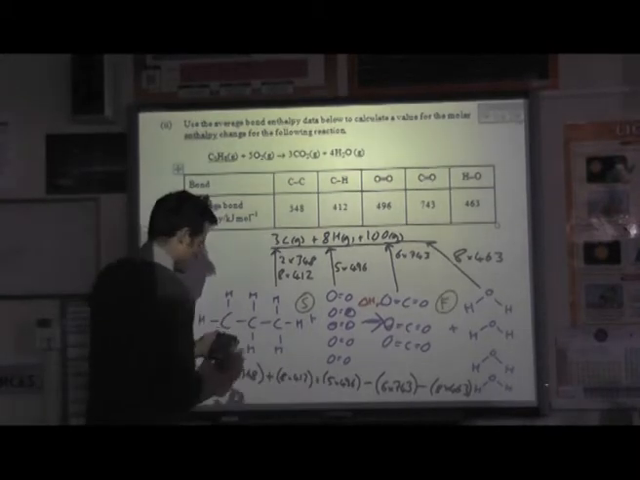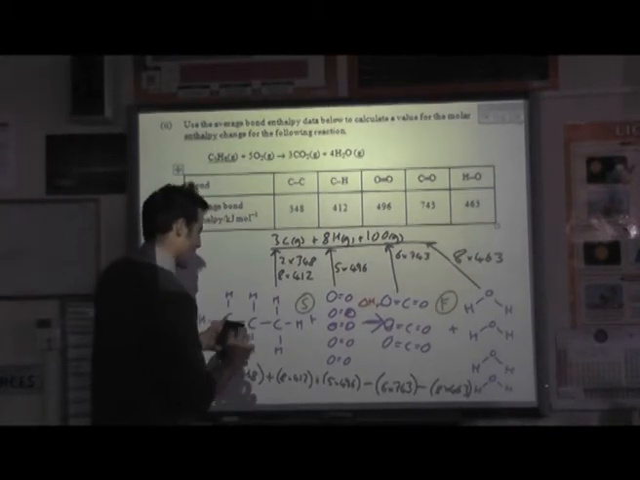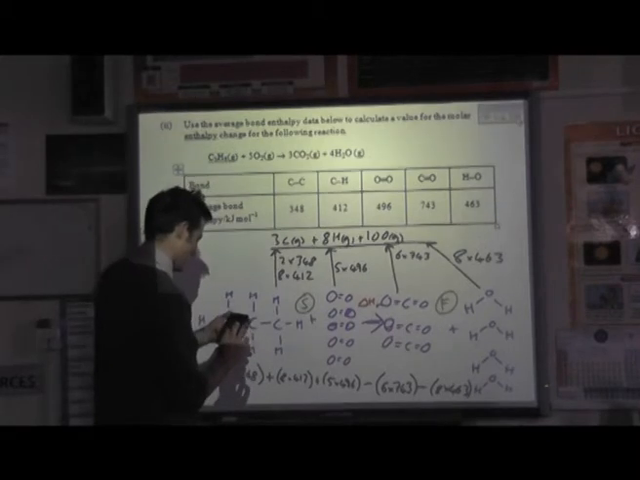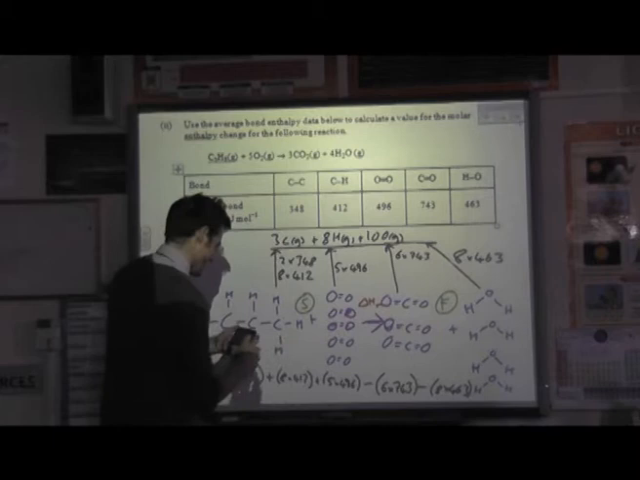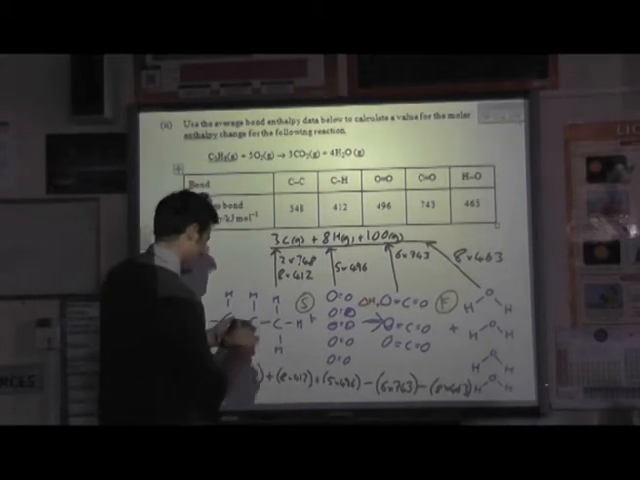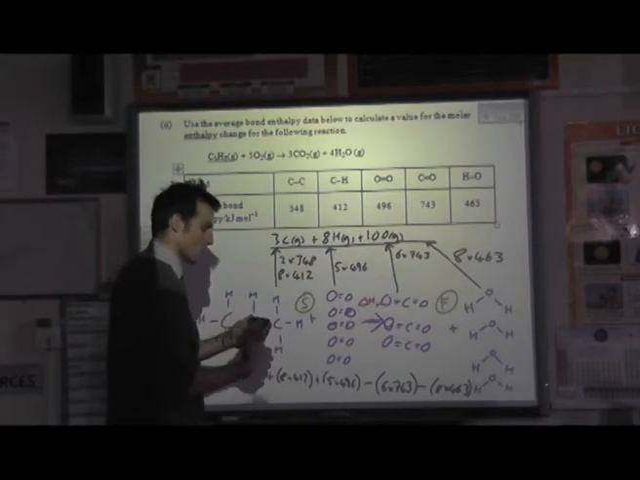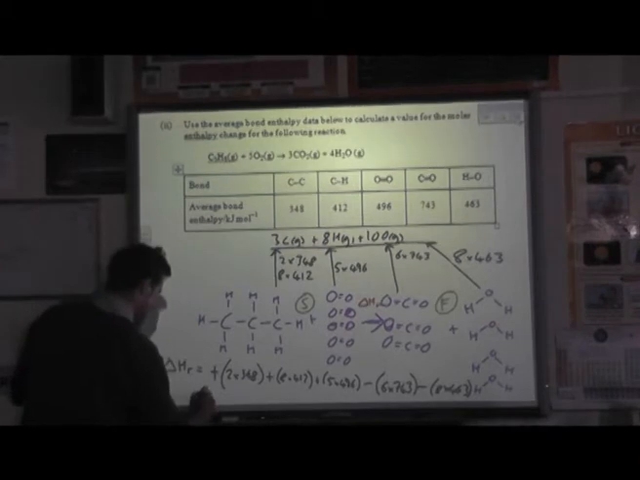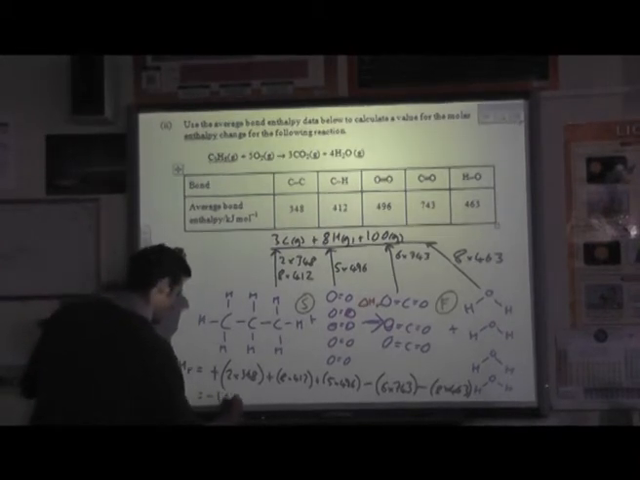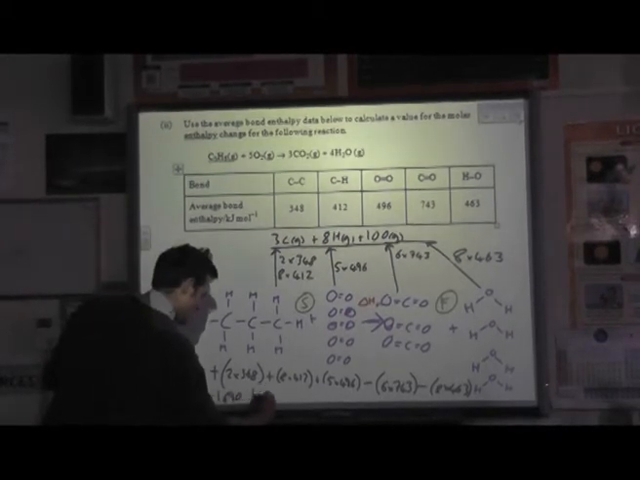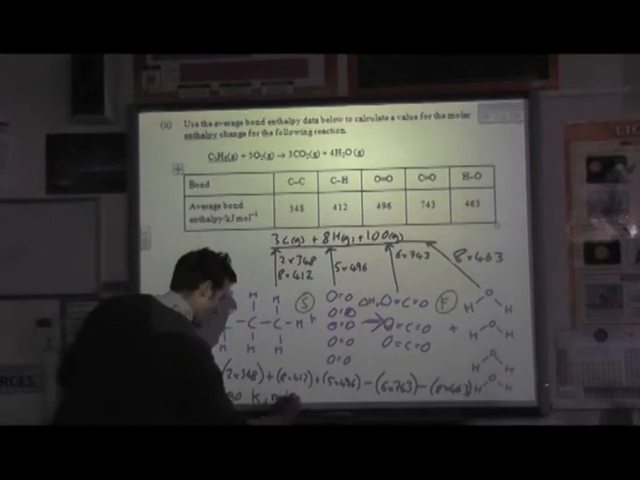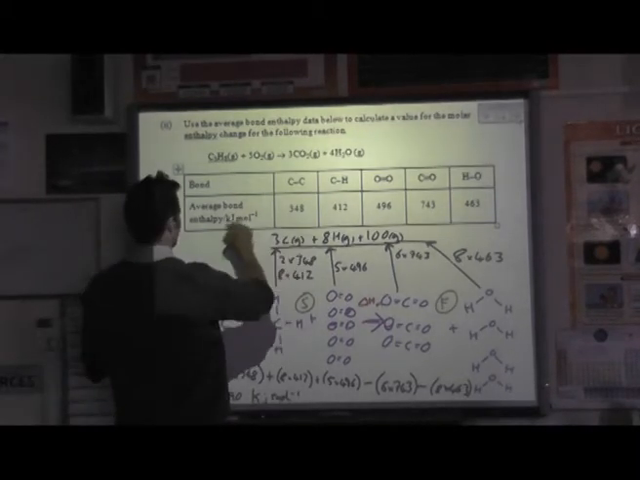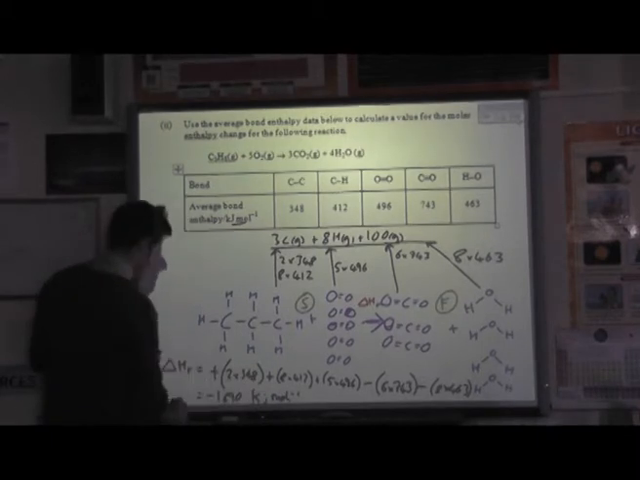Close brackets, negative, open brackets, 6 times 7, 4, 3. Close brackets, negative, open brackets, 8 times 4, 6, 3. Equals, moment of truth, minus 1690. So minus 1690 kilojoules per mole. Always remember what it's measured in. All of these values are kilojoules per mole, so the answer is going to be in kilojoules per mole.